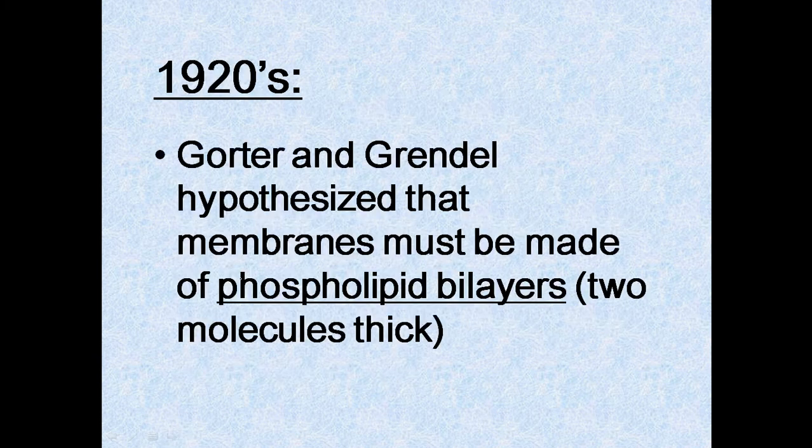So here's the solution in the 20s. This is next on your timeline. 1920. Two scientists hypothesized that maybe the membranes are made up of a phospholipid bilayer, bi meaning two. So two molecules thick of phospholipids, and they're stacked one on top of the other, like in this picture.